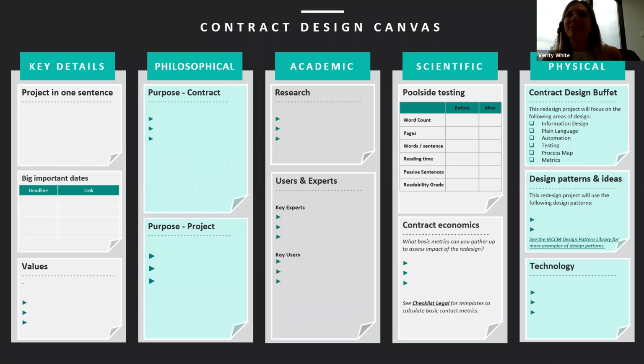And the other thing that I'm really excited about is the contract design canvas. I designed this canvas to work with those different mindsets: philosophical, academic, scientific, and physical, and then of course some key project details. It's a way for anyone running a contract design project to get all of your exciting and ambitious thoughts about contract redesign onto one page. It's really going to help you to explain your project to other people and get them involved.